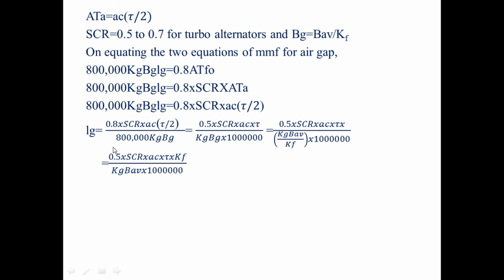So the final expression for LG becomes 0.5 into SCR into AC into tau into KF, that is the field form factor, divided by kg into BAV into 10 to the power 6. So this is the final expression.